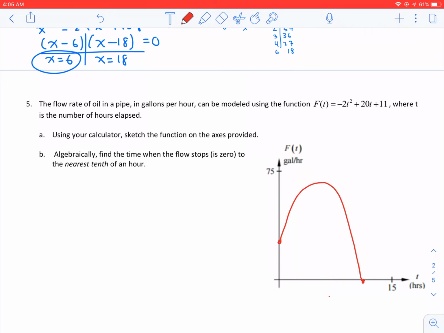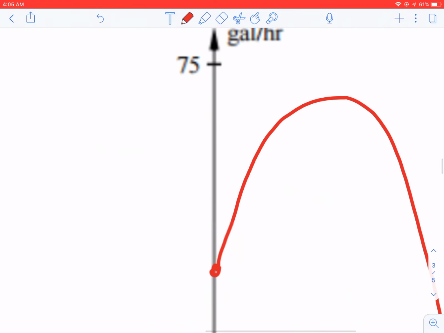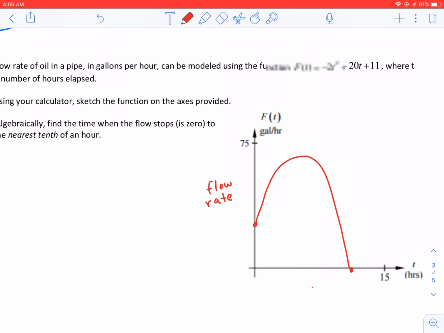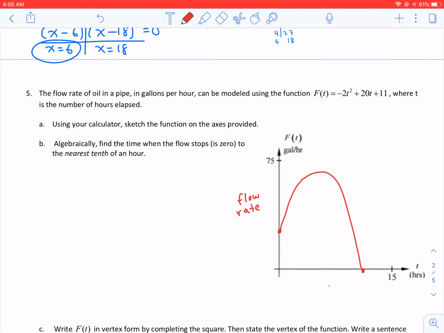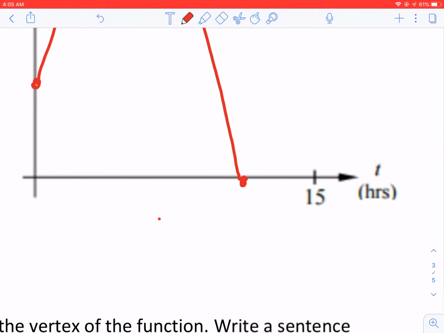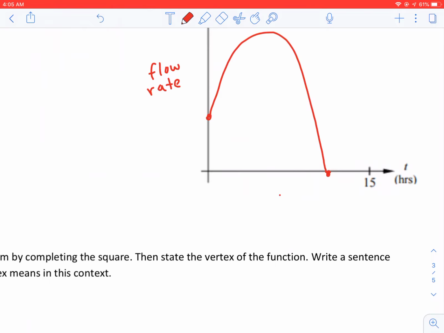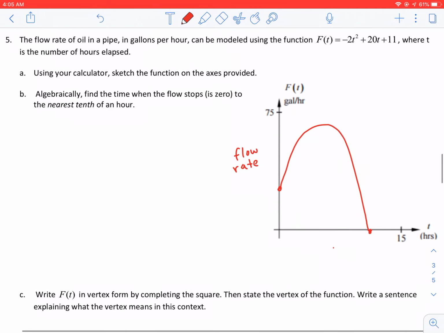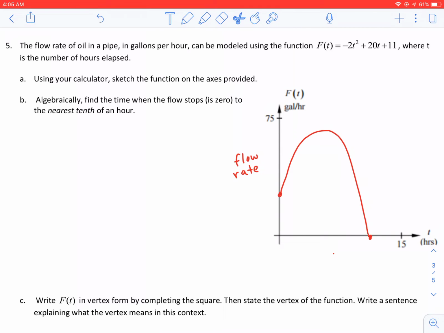Alright, so again, the flow rate of oil in a pipe in gallons per hour. So this y-axis, I know this one's a little weird, this is flow rate, or how fast oil is flowing in a pipe. It's modeled by that function where t is number of hours elapsed. So t, that's number of hours that's passed. So we sketched it using our calculator. If you didn't like sketching it using a calculator, we'll get the points without a calculator, and then we can plot those in.